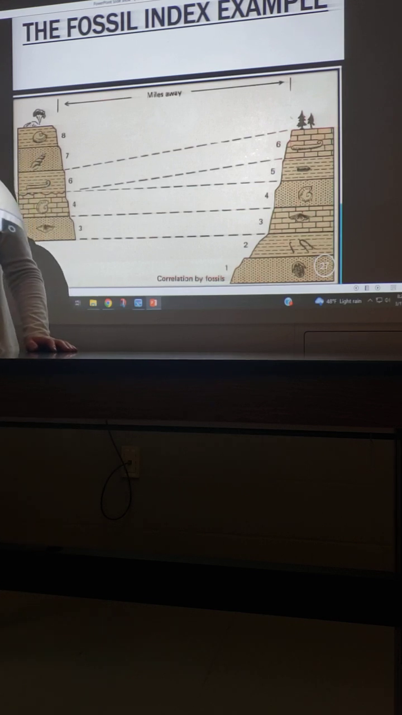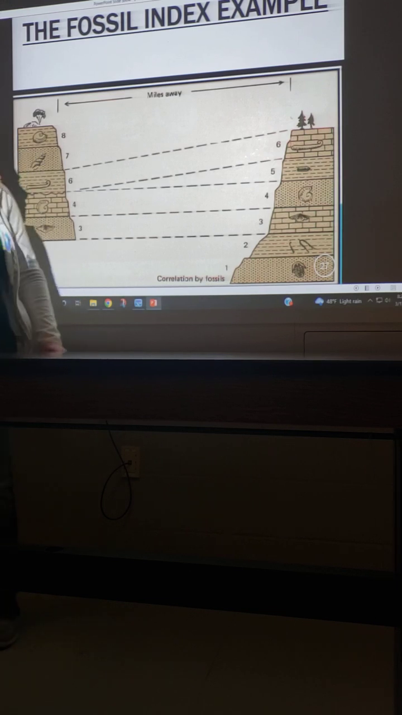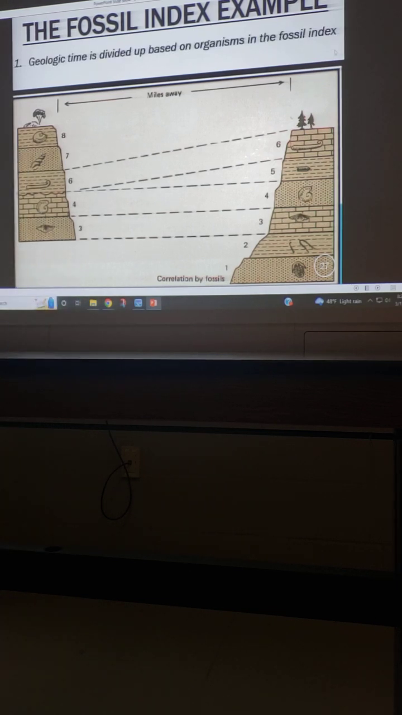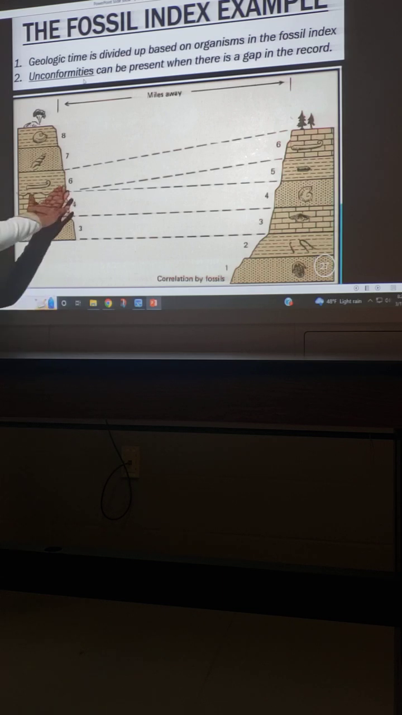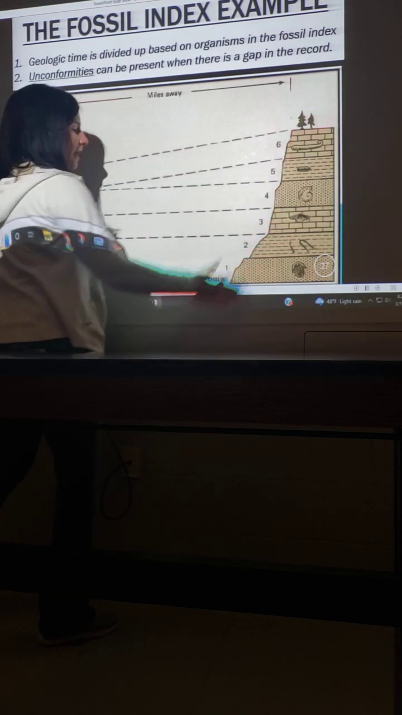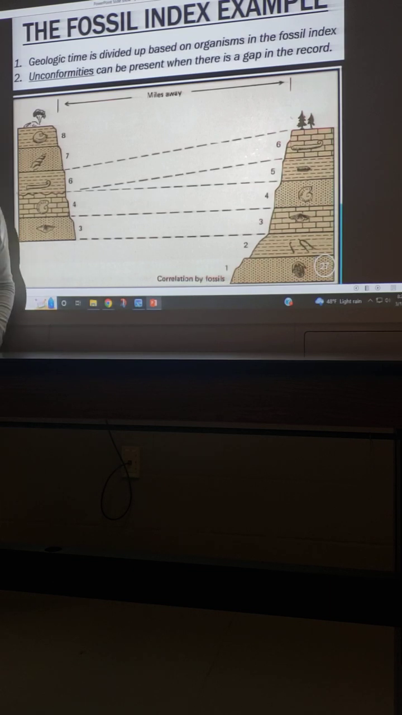So do we know for sure what happened? No, but we can make some kind of predictions and some guesses on what we think maybe took place. All right, and so geologic time gets divided up based on organisms within the fossil index. So based on these fossils, it's kind of correlating to periods of geologic time or time in our past. Okay. And there's something that's called unconformities, and they can be present when there's a gap in the record. So like at 5, at 8 and 7, at 1 and 2, those are unconformities.